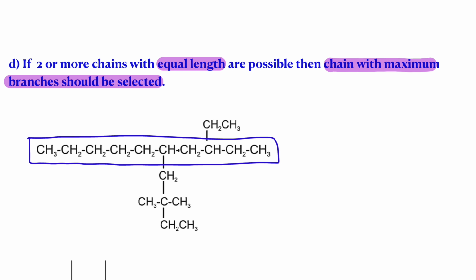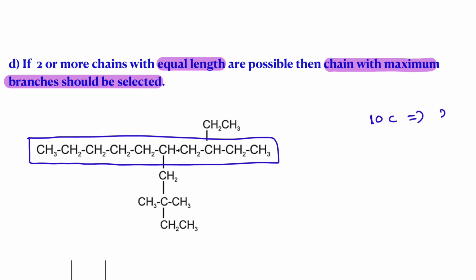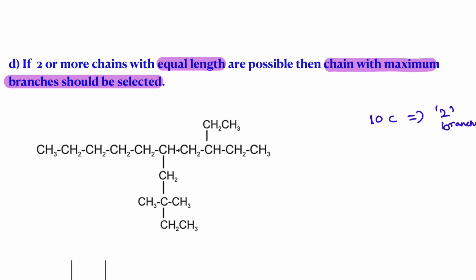Let us count 1, 2, 3, 4, 5, 6, 7, 8, 9, 10. So that is a 10 carbon chain, and there are two branches. This is one branch, this is another branch. So that is a 10 carbon chain with the two branches. Let us take another possibility. So here this is 1, 2, 3, 4, 5, 6, 7, 8, 9, 10 carbon.